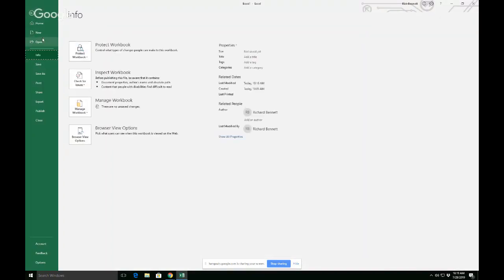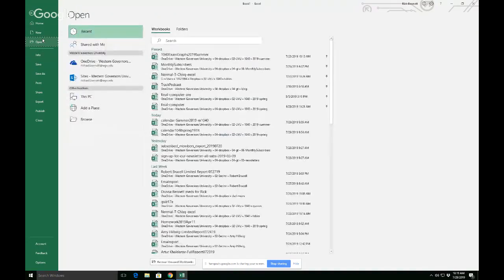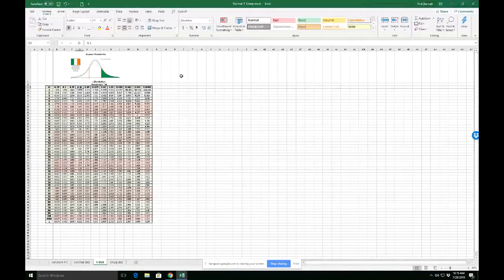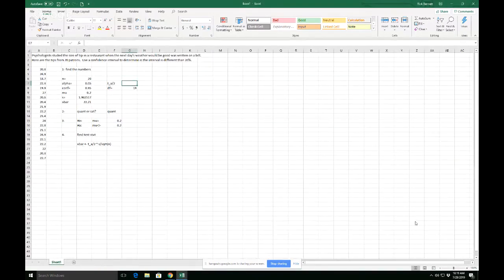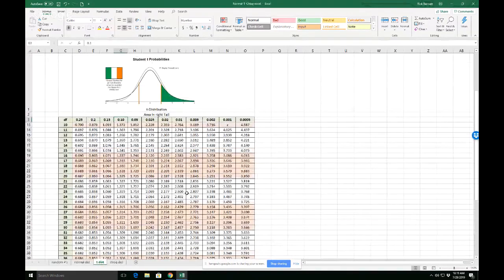Hopefully I have my awesome chart here. I pinned it, so that's going to be easier to find now. Okay, I'll blow this up. We're doing 19 degrees of freedom, right? At 95%, 19 degrees of freedom.